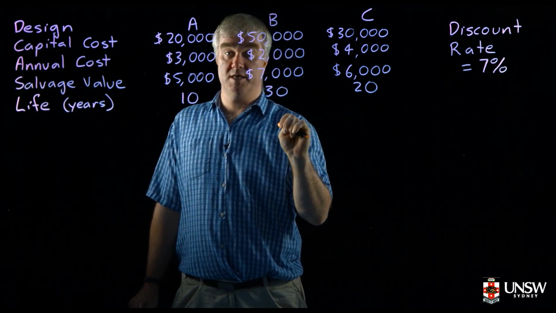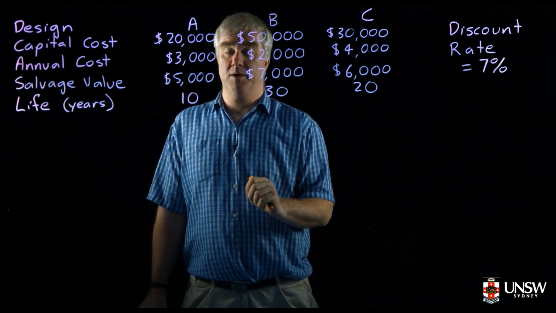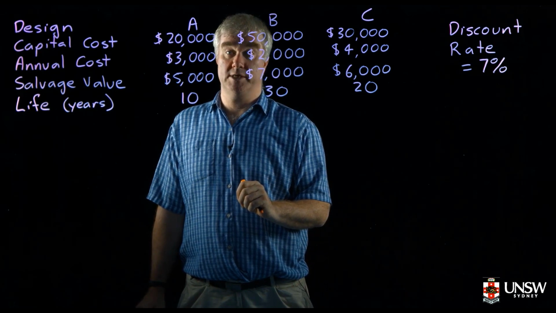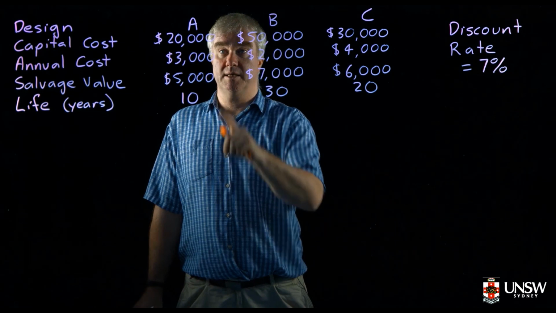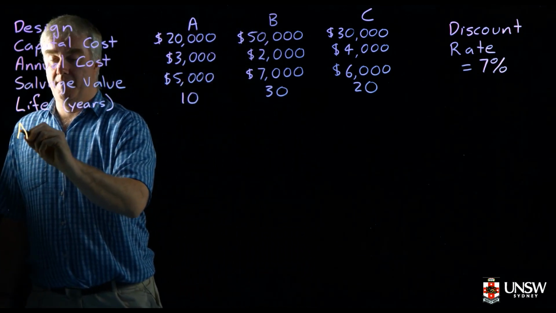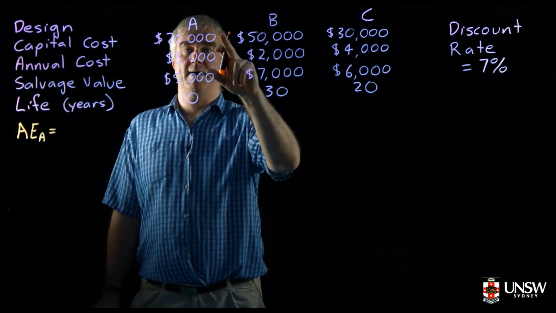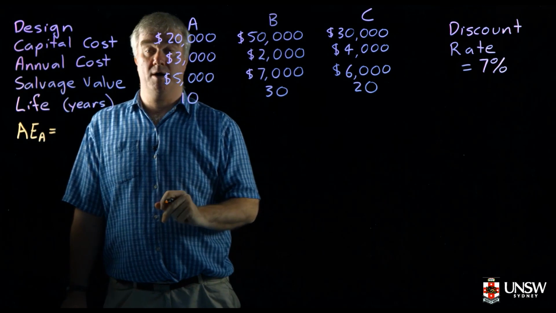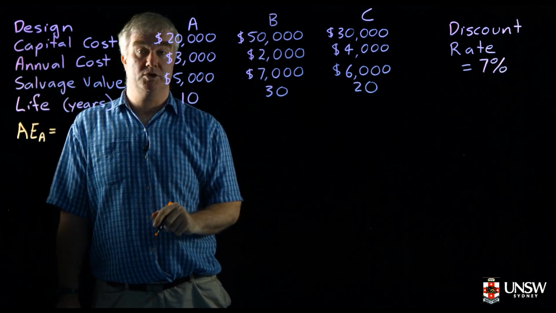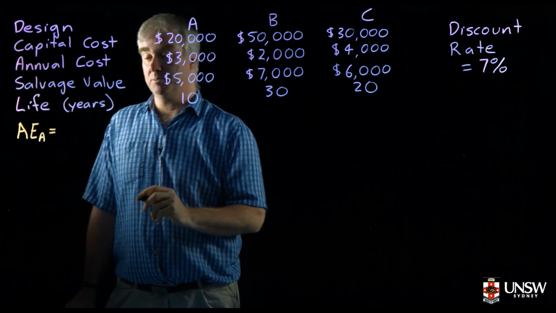Now the important thing in this case is the design lives are different. Because they're different, we can't use the net present value, we need to use the annual equivalent. So let's start and work out the annual equivalent for Project A. First of all, we've got our capital cost. Now this time we need to change the capital cost using our conversion factor because we need to turn that into a cost per year.